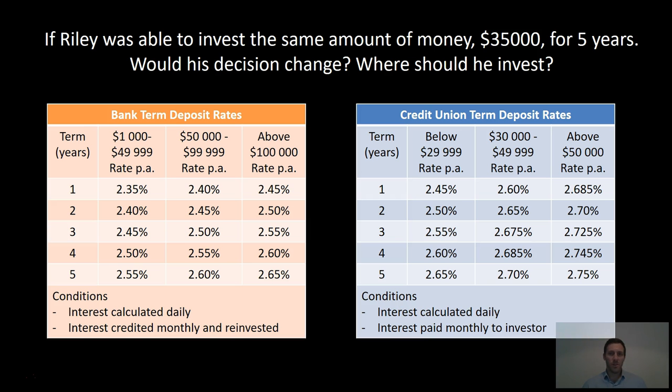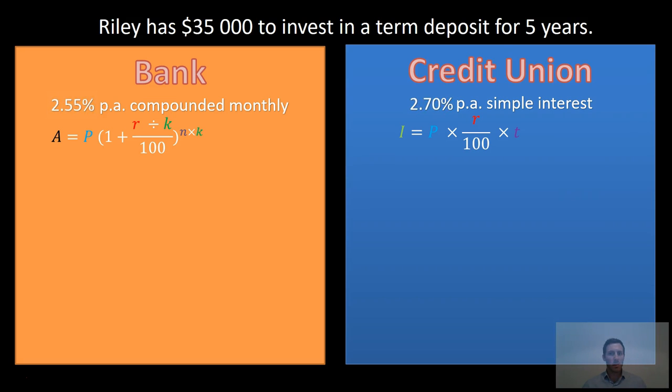In this example, Riley is able to invest for 5 years. The bank rate for $35,000 for 5 years is 2.55% compounded because it's reinvested. The credit union rate is 2.7% simple interest as it's paid out to him as the investor. Now let's compare them again. The nominal bank rate is 2.55% per annum, which is less than the credit union rate. However, it's reinvested, therefore it's compounded. The nominal credit union rate is higher than the bank rate at 2.7% per annum. However, interest is paid direct to the investor, therefore he will lose the benefit of compounding over a long period of time.